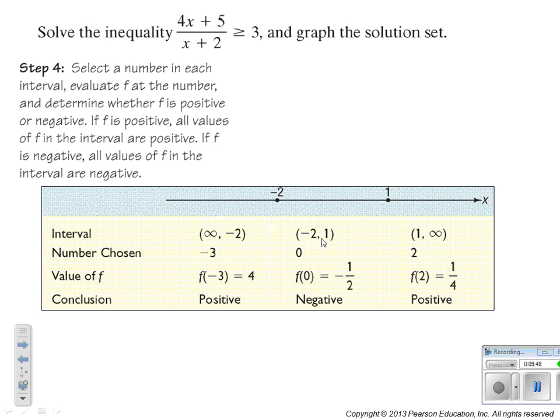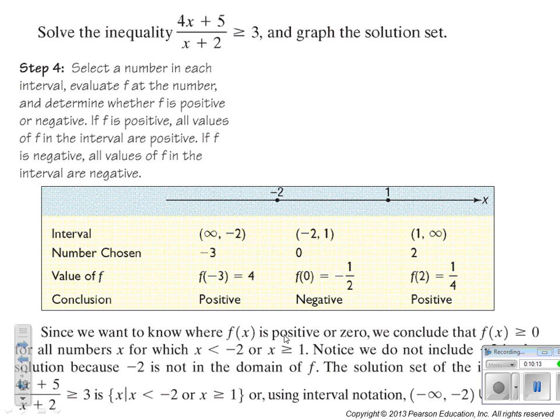Between negative 2 and 1, we pick the easiest number, which is 0. I put 0 into our original equation, and I get out negative 1/2. So we know we are negative between negative 2 and 1. And then from 1 to infinity, I plug in 2. When I plug in 2, I get 1/4. That's positive.